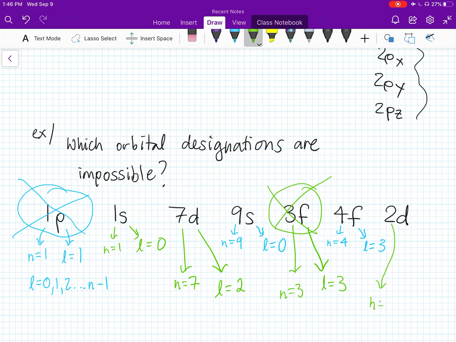Let's look at 2d finally. 2 means n equals 2. d means that L equals 2. Can that be? Absolutely not. n cannot be equal to L. L can only go up to n minus 1. So out of all of these orbital designations, we found 3 of them that are impossible.